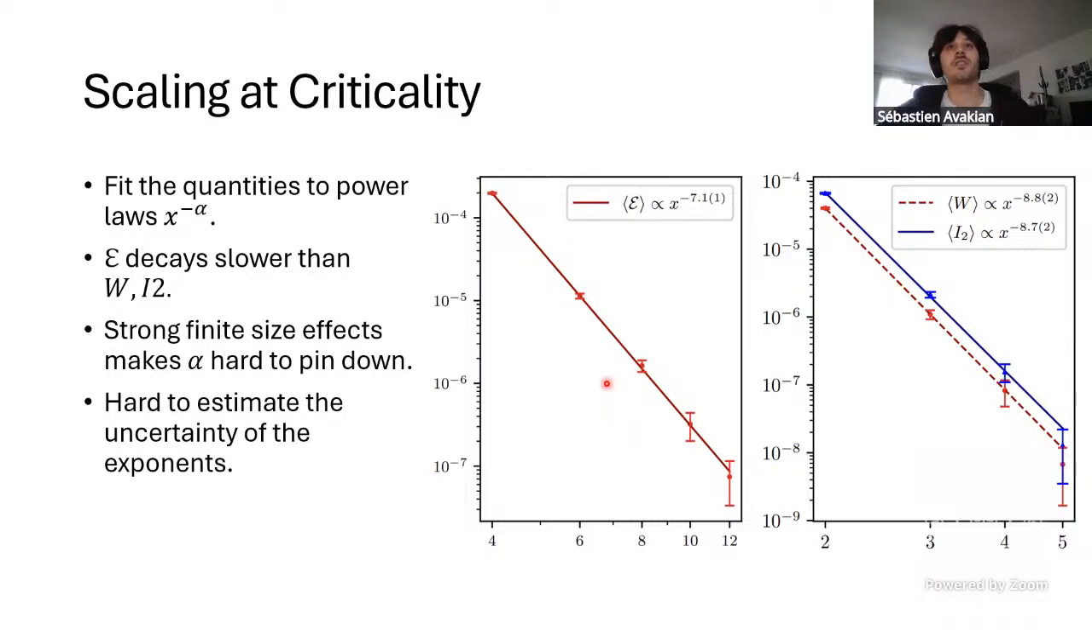Again, here on the left, this is just a 2-party value, and we're just going to fit these at criticality in log-log to some power law. And we find at criticality in random Haar that the negativity has an exponent of around -7. And for W and I2, they have very similar exponents, and they're around 8.8, 8.7, 8.9.